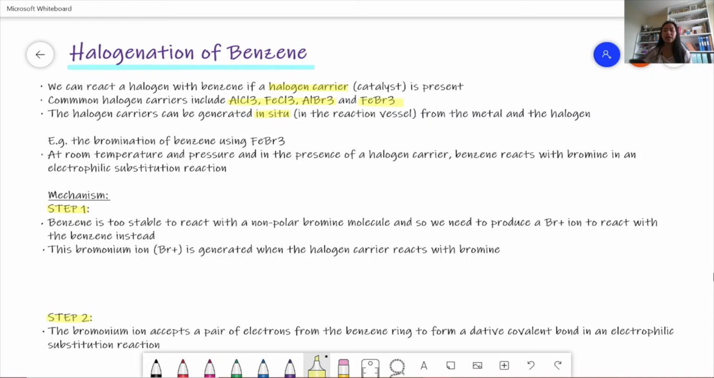So the example we're going to look at is the bromination of benzene using iron bromide. So at room temperature and pressure, and in the presence of this halogen carrier, in this example using iron bromide, benzene reacts with bromine in an electrophilic substitution reaction. So what we're doing is we're substituting a hydrogen, so H plus comes out with bromine. So the mechanism actually comes in 3 steps.